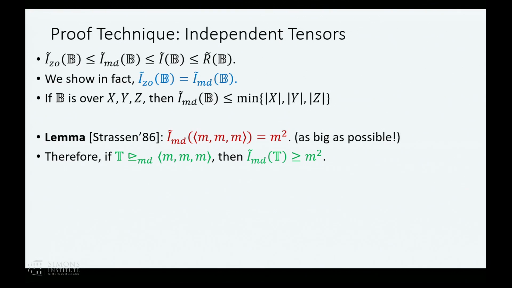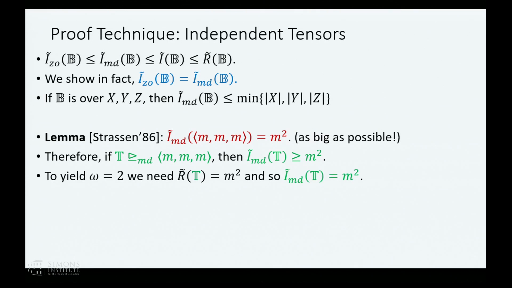So if you have any tensor T, and you're using it to get a bound on omega by monomial degenerating it into a matrix mult tensor, then you can compose this with Strassen's monomial degeneration to get a lower bound on the asymptotic galactic subrank of the tensor T itself. And in particular, if you wanted to use this monomial degeneration from T to the matrix mult tensor to prove omega equals 2, then you would also need it to be the case that the asymptotic rank of T is equal to m squared. So you would need these two things to be equal to each other.